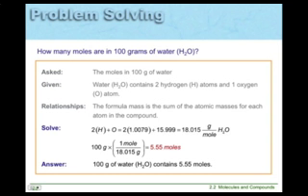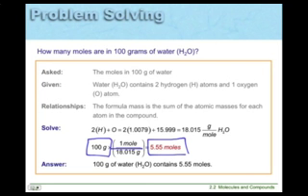So here we have our 100 grams of water right here, and then we're going to multiply it by 1 mole for every 18 grams. Notice the 18 grams is on the bottom. So in effect, when I go from grams to moles, I'm dividing my grams by the molar mass. 100 divided by 18 is about 5.55 moles.